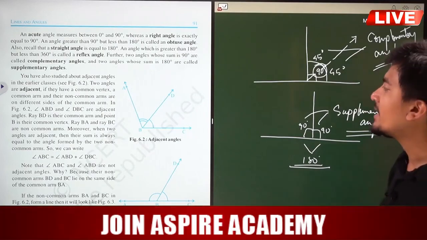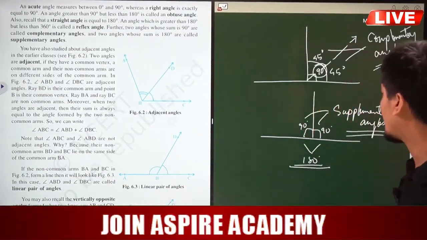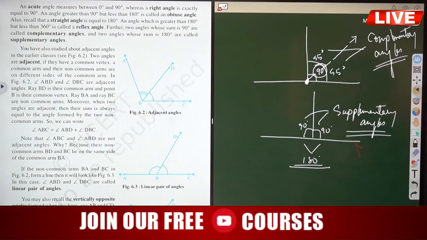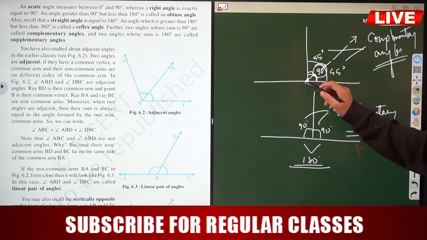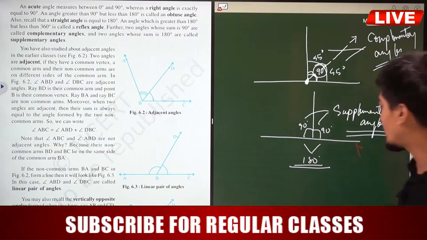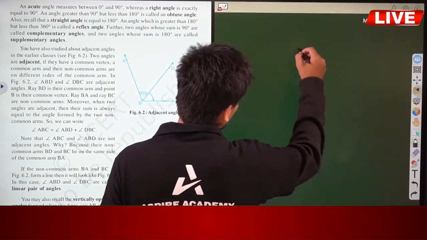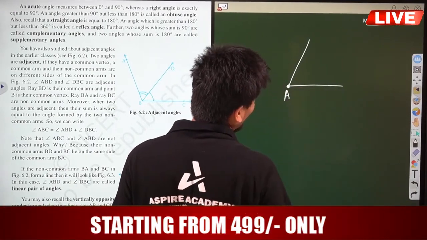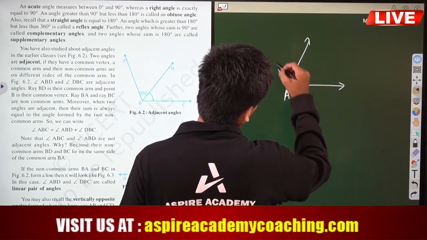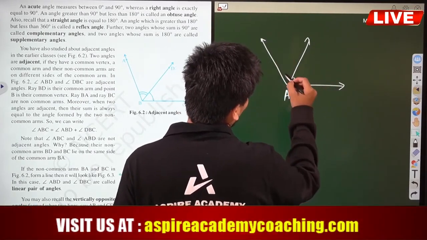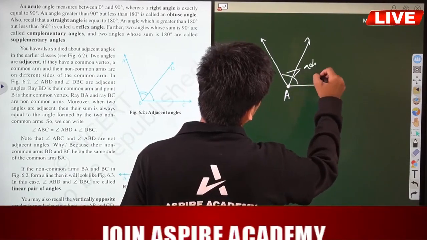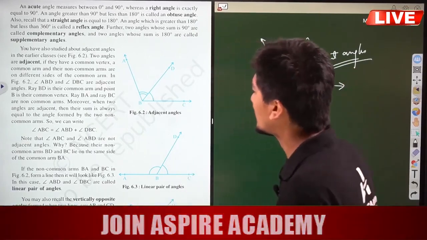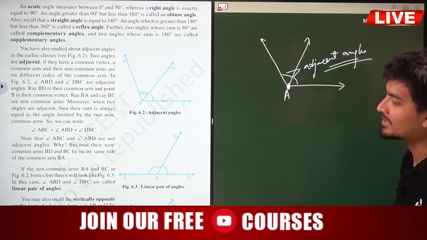so now what is an adjacent angle? Adjacent angles are angles that have the same vertex. Okay, if the two angles have the same vertex, that means if say this is the vertex A, this is a ray and I have drawn again one ray here. So this angle and this angle are known as adjacent angles. Okay, these angles are known as adjacent angles because they have the same vertex.